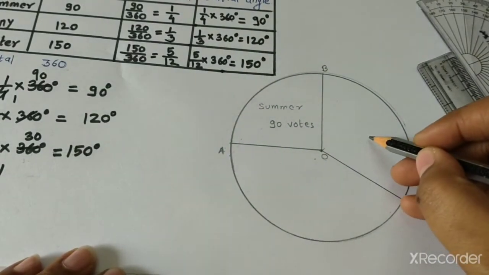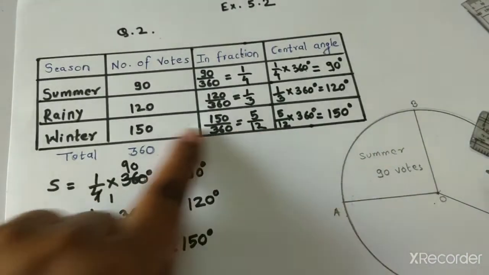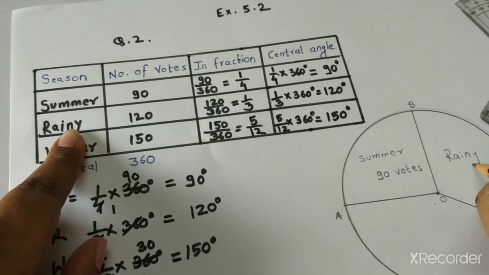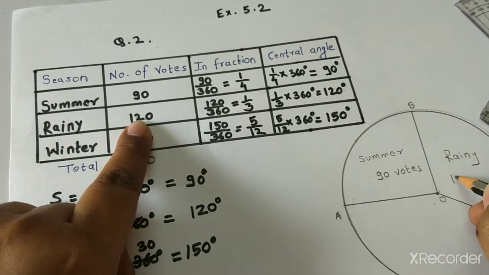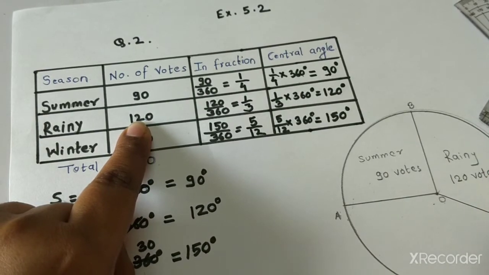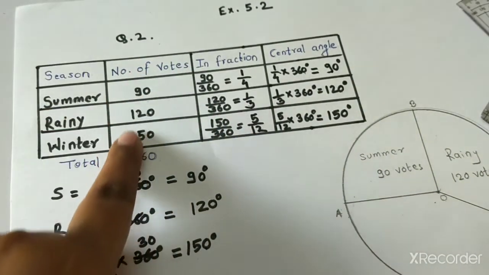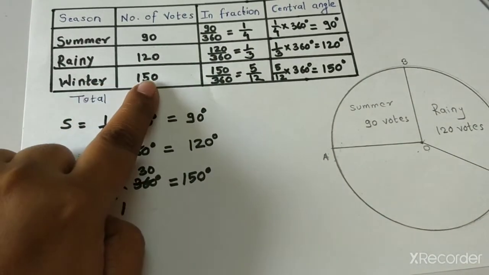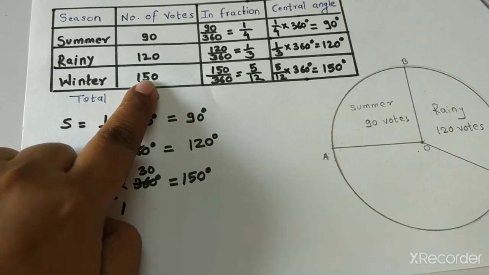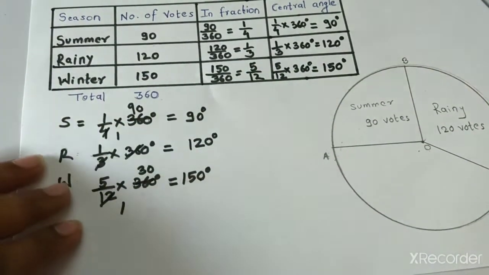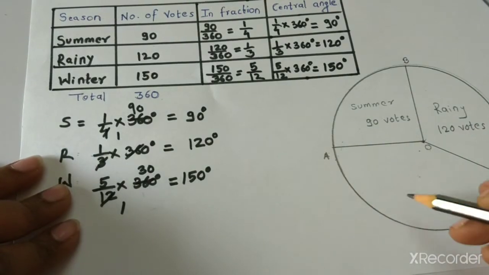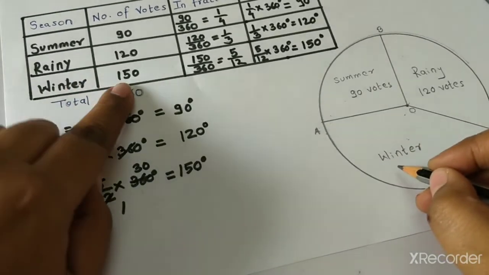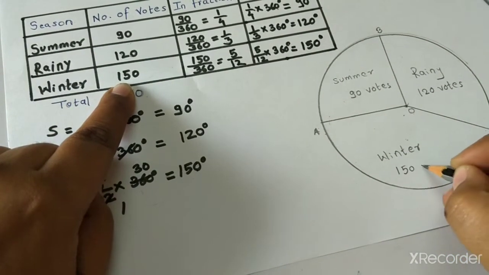So this is now how much? 120 degree, which was for the sector of rainy season. So I will write here rainy season. How many volts were there? 120 volts. You will not write the angle, children. You will write whatever is the given data, the number of volts here. Okay. So now only the third is left, and that is 150 volts and the central angle is 150 degree. So here this is now your remaining portion, which is winter. And how many volts? 150 volts.